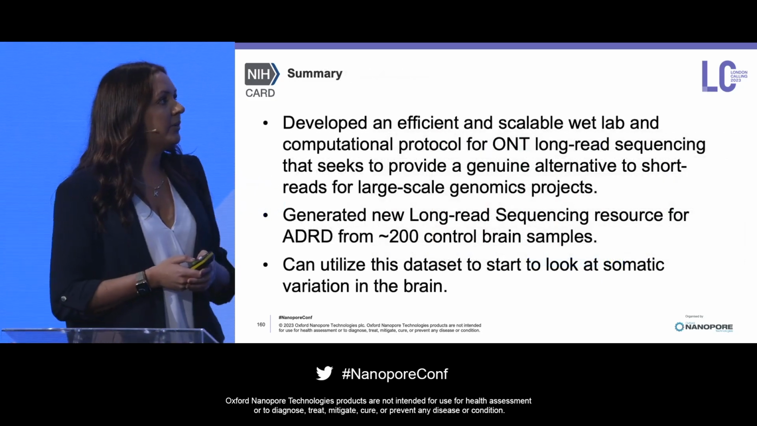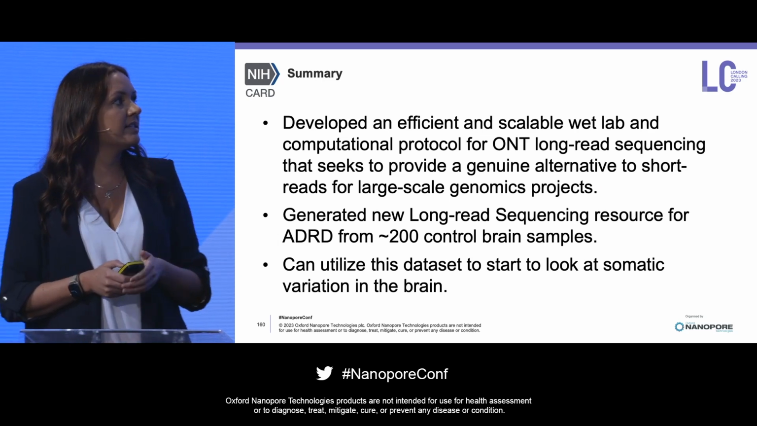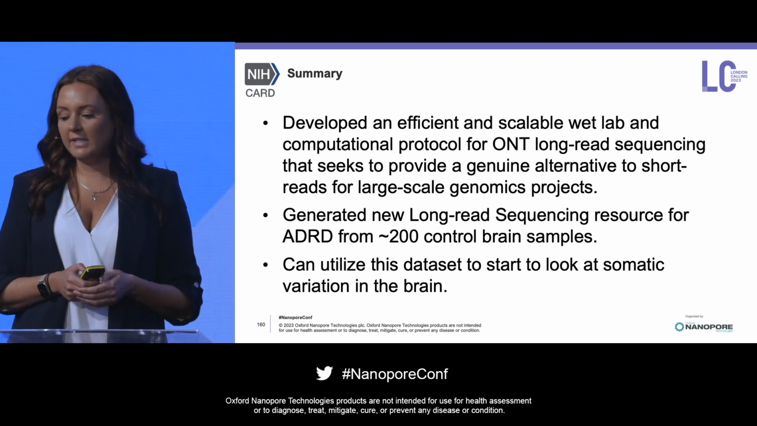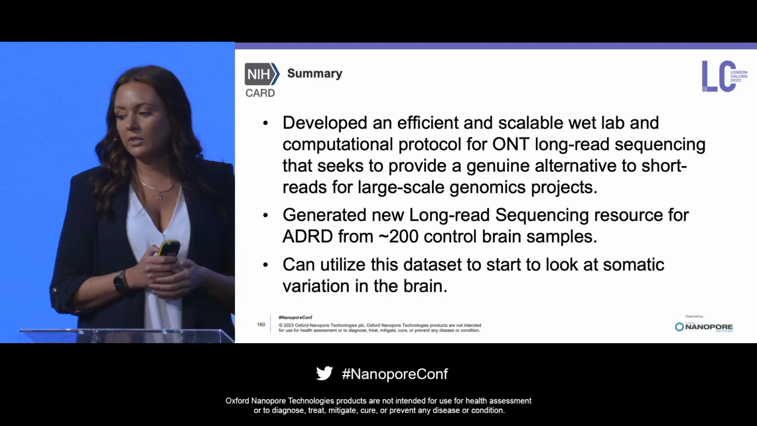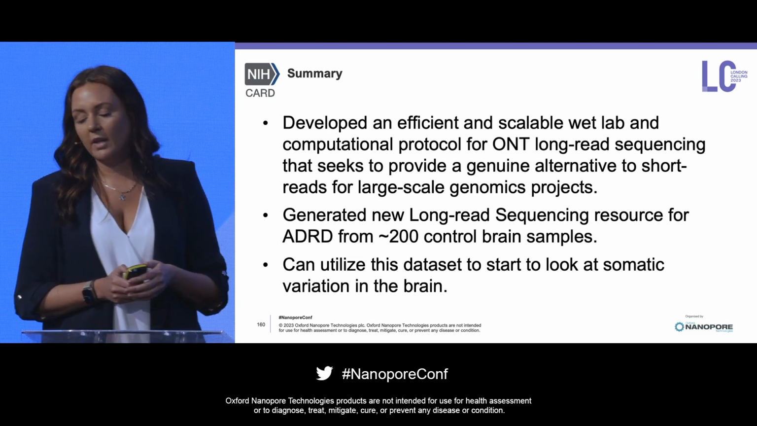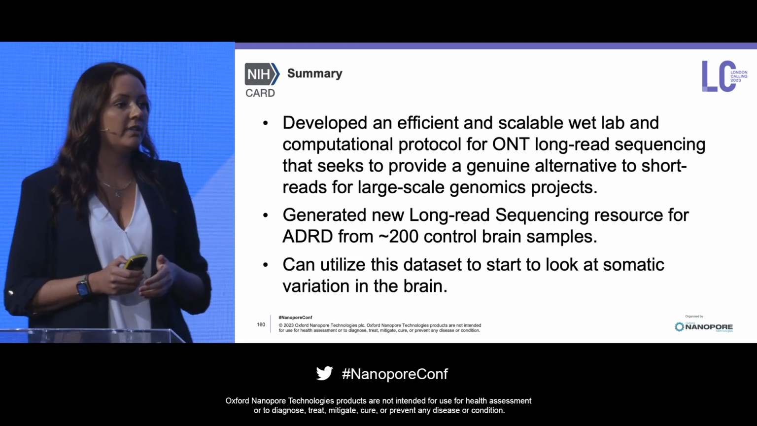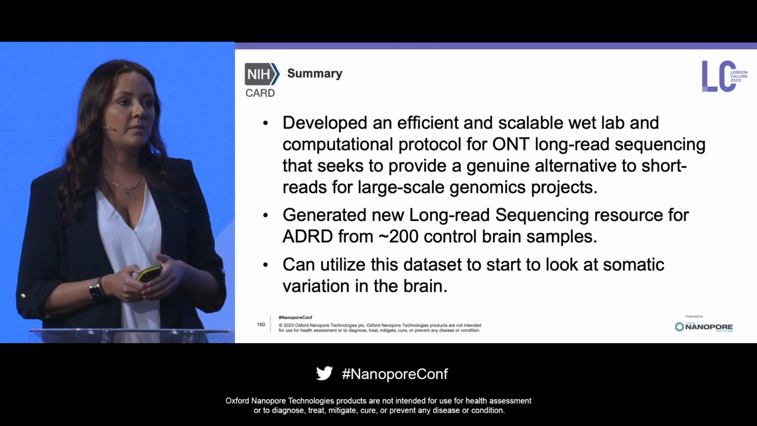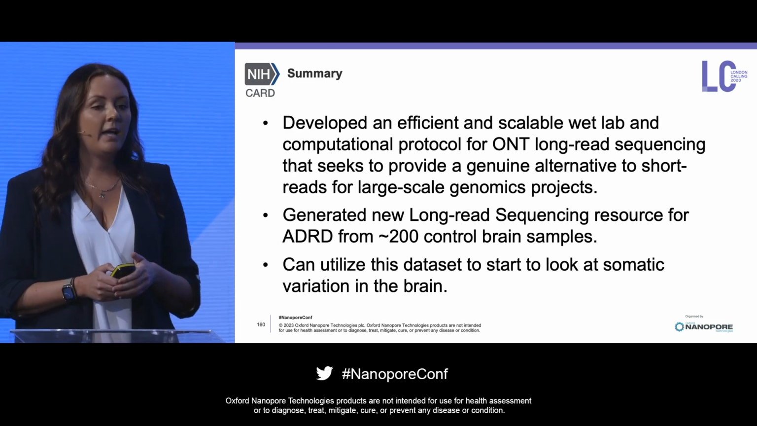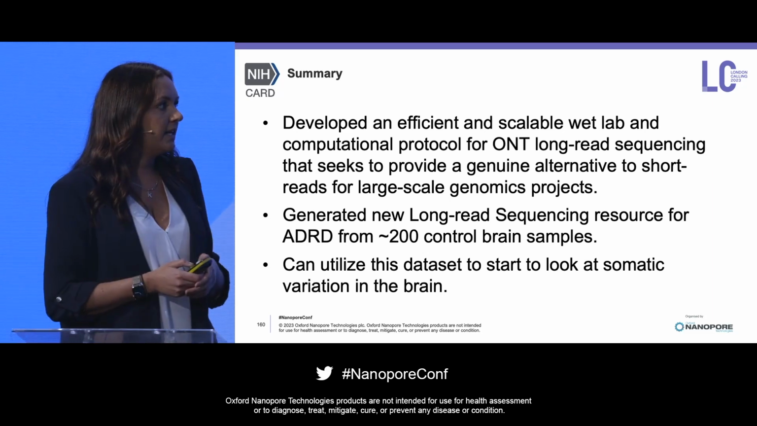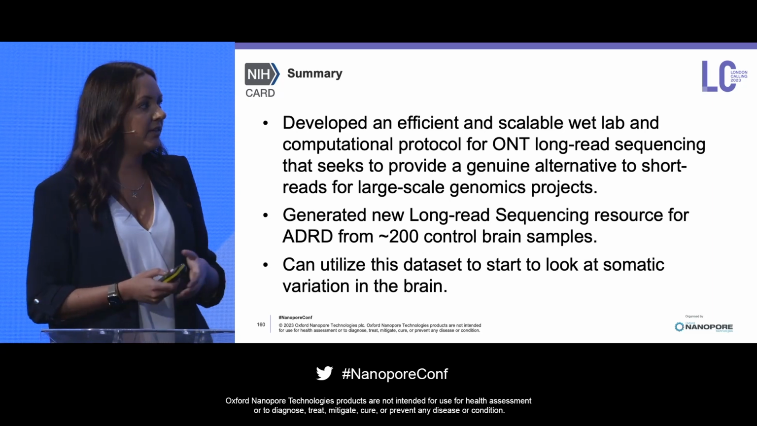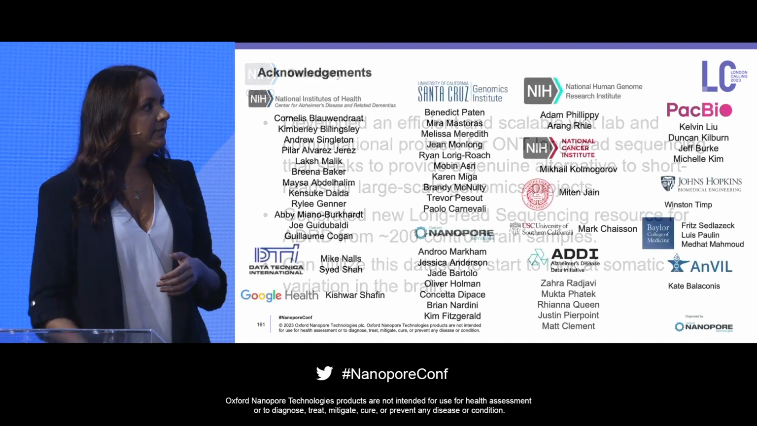And so just in summary, we've developed an efficient and scalable wet lab and computational protocol for nanopore long-read sequencing that serves as a genuine alternative for short reads for large-scale genomic projects. We've now generated a new long-read sequencing resource for Alzheimer's disease and related dementias from about 200 brain samples. And there's lots of applications for this data, and we've shown that we can start to use this to look at somatic variation in the human brain.